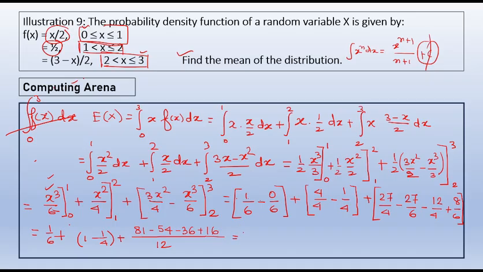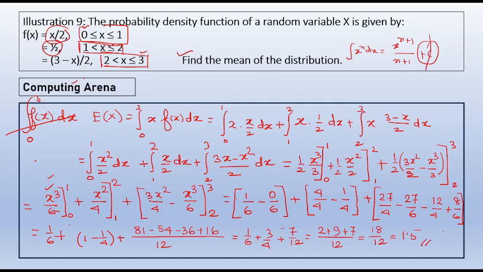So ultimately you get 1 by 6 plus 3 by 4 plus 7 by 12. Because if you add this up, 81 plus 16 minus 54 plus 36, that will give you 7 by 12. So ultimately, once again you take the LCM, so your denominator is 12. This is 2, and then 3 into 3 is 9, plus 7. So this is equal to 18 by 12. That is 1.5.